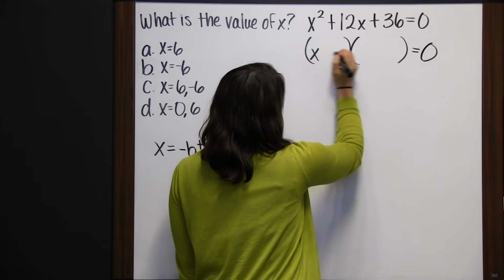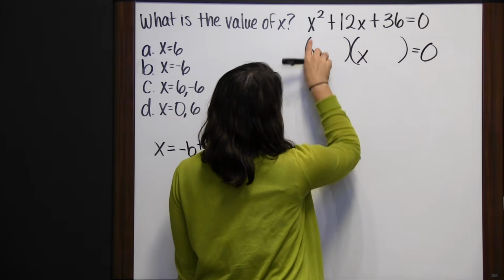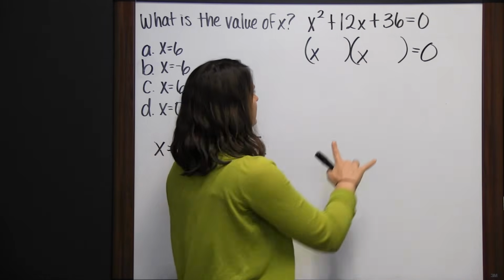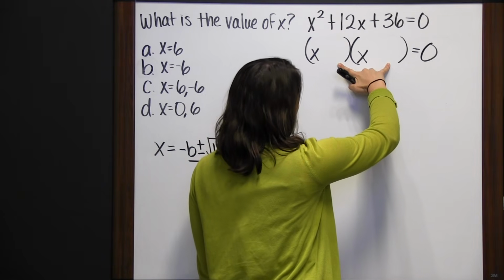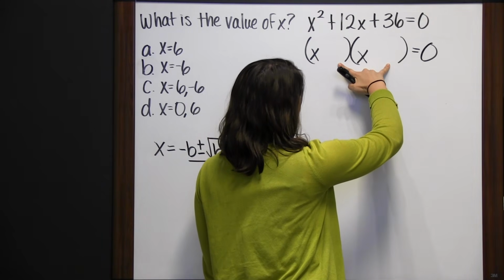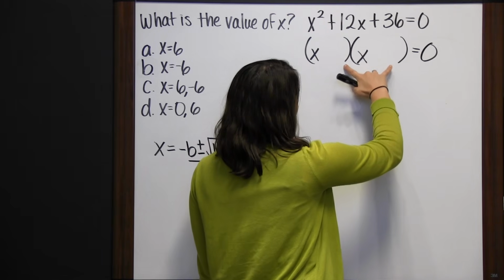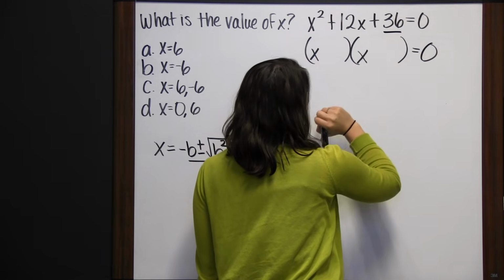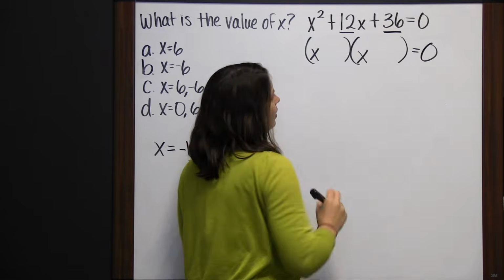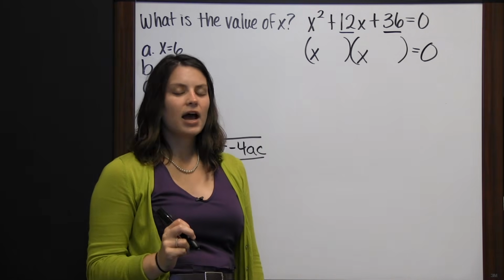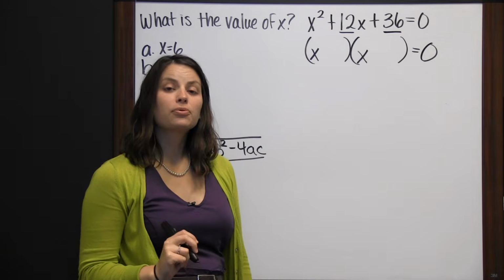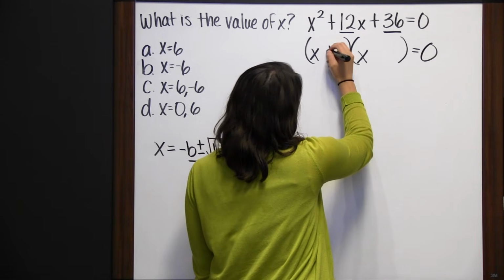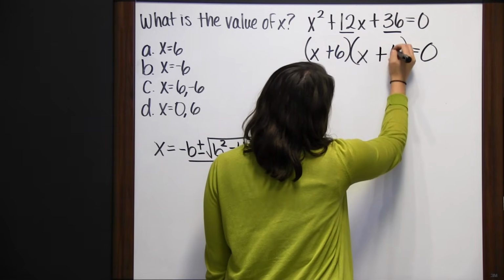I know that x times x is x squared. What I need to find out is what my second numbers are in each set of parentheses. And these two numbers need to have a product of 36 and a sum of 12. And the only two numbers that have a product of 36 and a sum of 12 are 6 and 6.